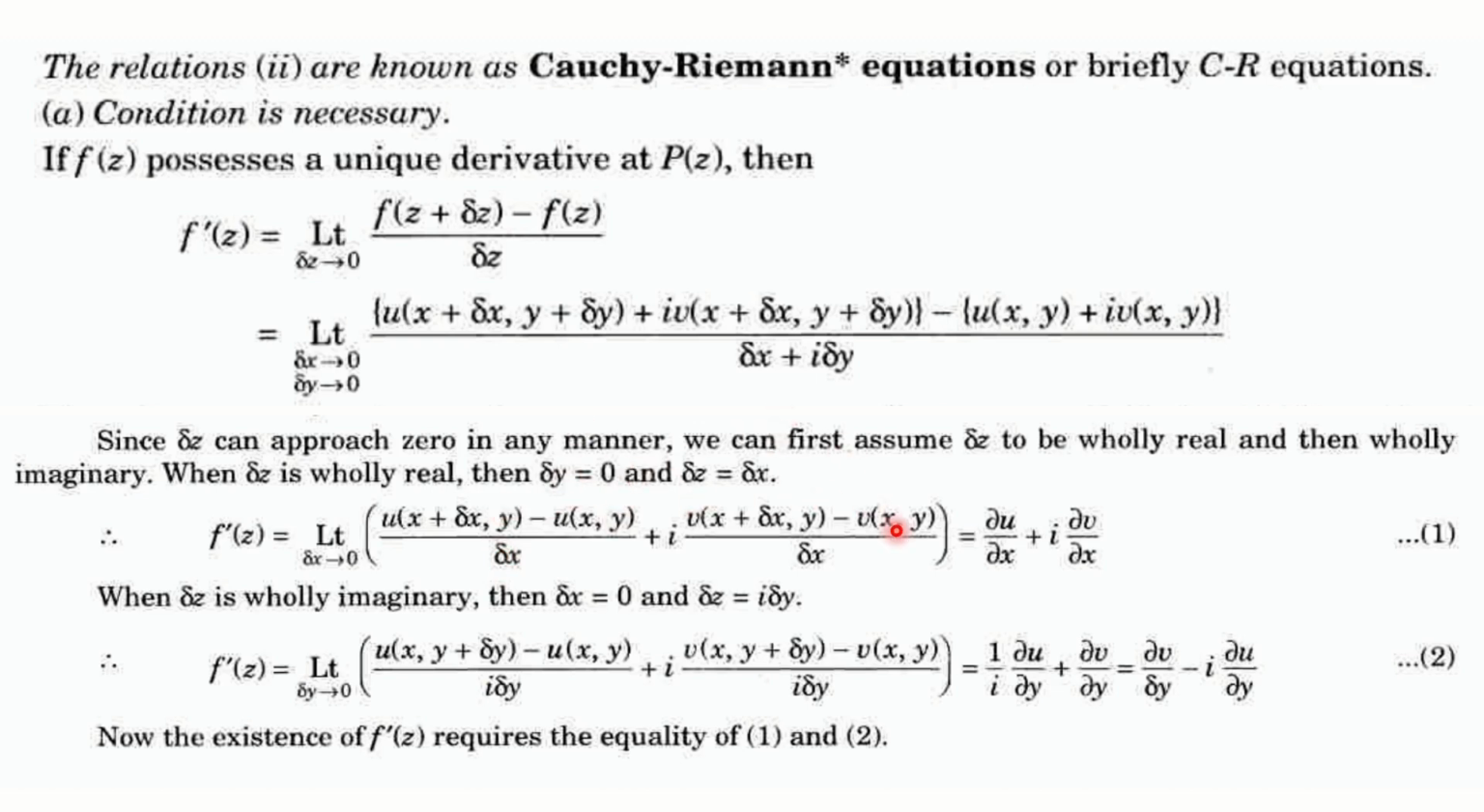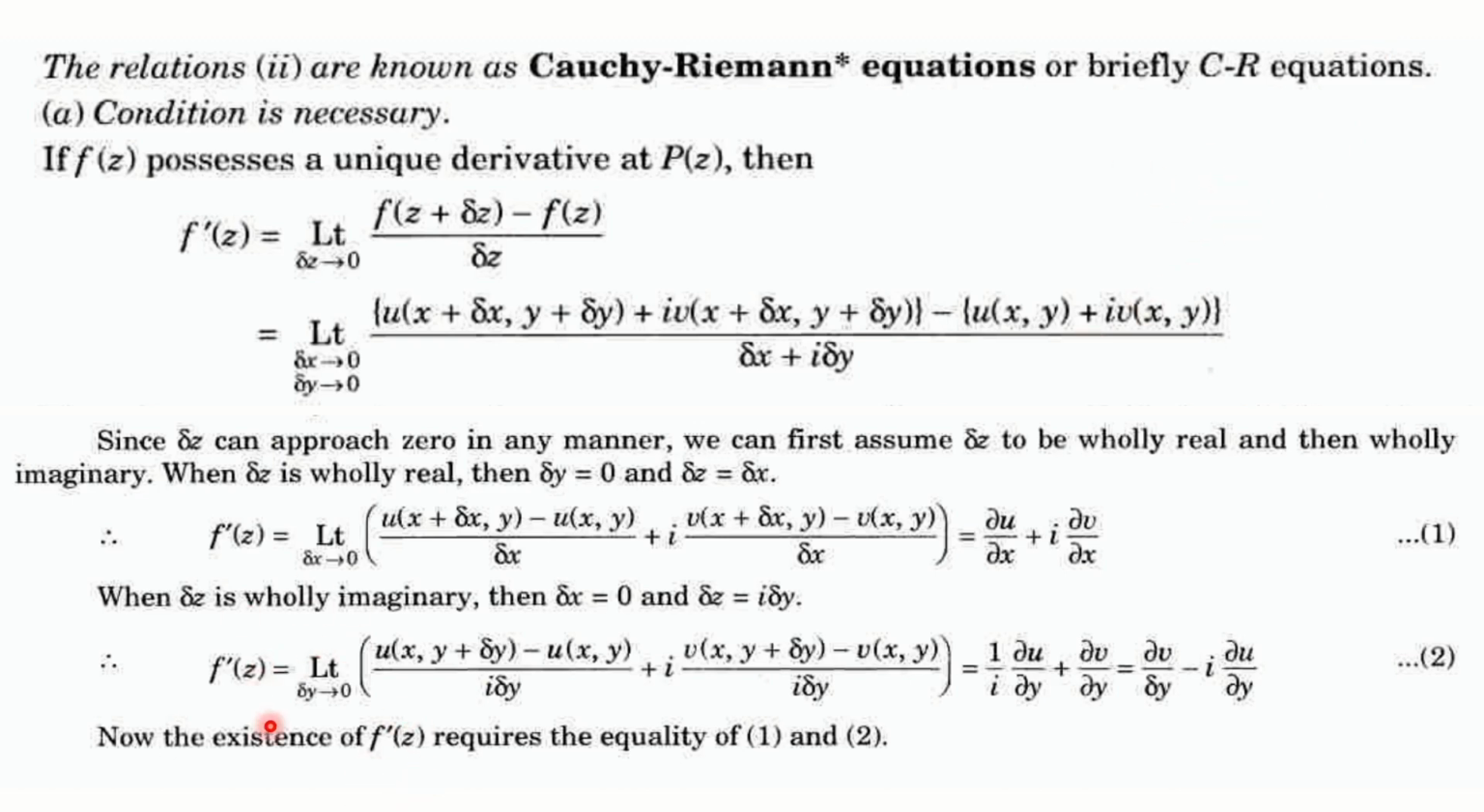u terms together and v terms together, I would find that this is nothing but equal to del u by del x plus i del v by del x. So it turns out that these are partial derivatives, right? The reason behind getting partial derivatives is that my z is not a function depending on only one variable. It is a function which depends on two variables, so their derivatives would be partial derivatives, not just simple or ordinary derivatives.